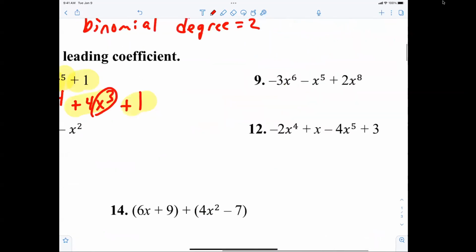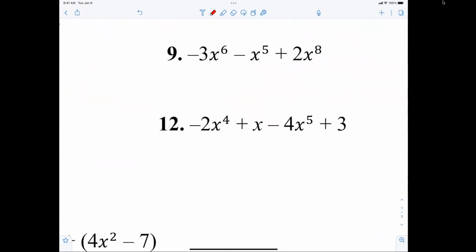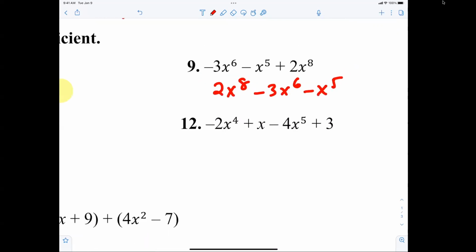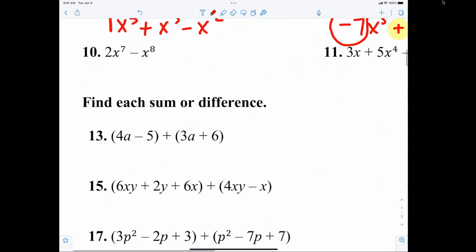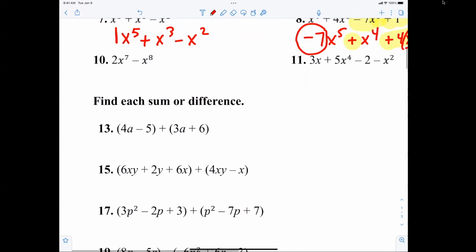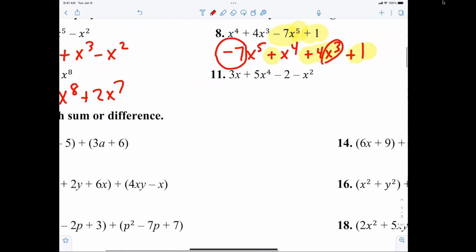All right, let's go to 9. Write it in descending order. Reese, go. 2x to the 8 minus 3x to the 6 minus x to the 8. That is excellent. Easy. That's all there is to it. Nothing to it at all. Number 10, Trey, tell me. Negative x to the 8 plus 2x to the 7. Beautiful. Exactly.